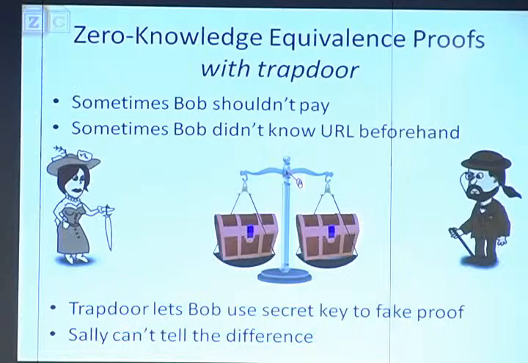And the point is that even though in the picture Sally can see there's a key in there, in real life, in the mathematical equivalent of this, Sally won't be able to tell whether this is a fake proof using a key or a real proof without the key. And this is going to be sort of the heart of the idea. Sally won't be able to tell when Bob is cheating, but we're going to limit the number of keys Bob has, and so he won't be able to cheat all the time, and this will ensure that he pays when he should be paying.